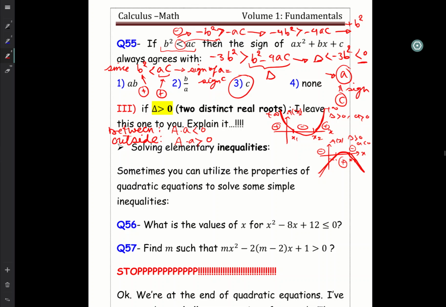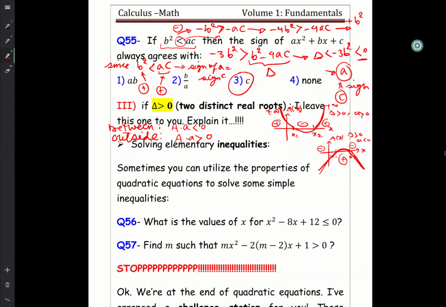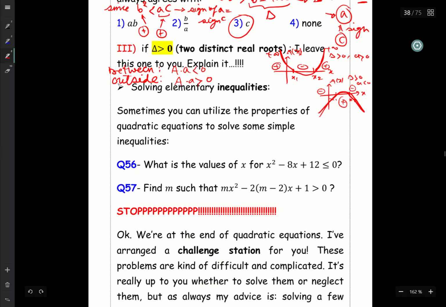Alright, so based on these facts and the sign of the quadratic equation, we can solve some of the inequalities that involve quadratic equations. So sometimes you can utilize the properties of quadratic equation to solve some simple inequalities. For example, question 56. What is the value of x for x squared minus x plus 12 less than or equal to 0? Again, very simply, this is a quadratic equation.